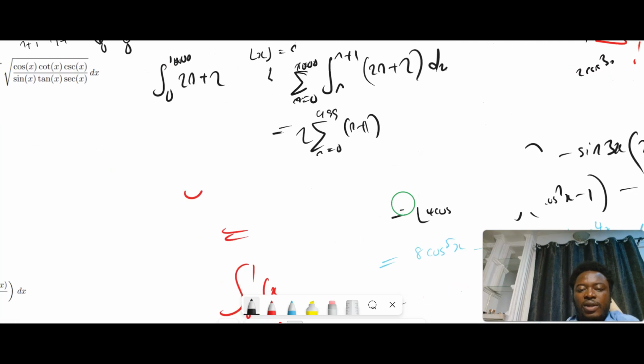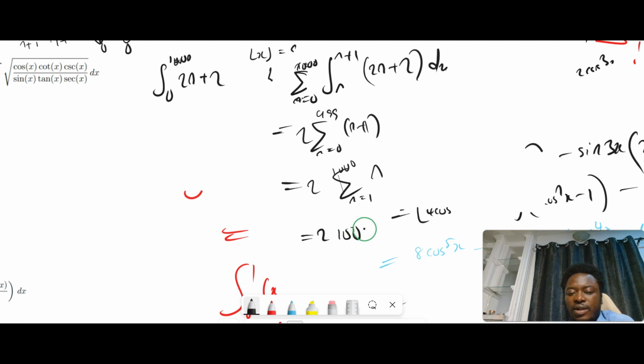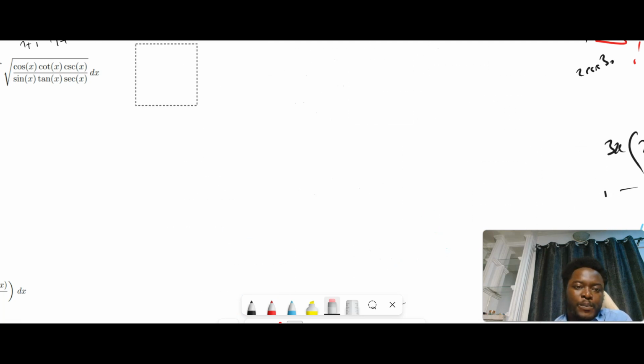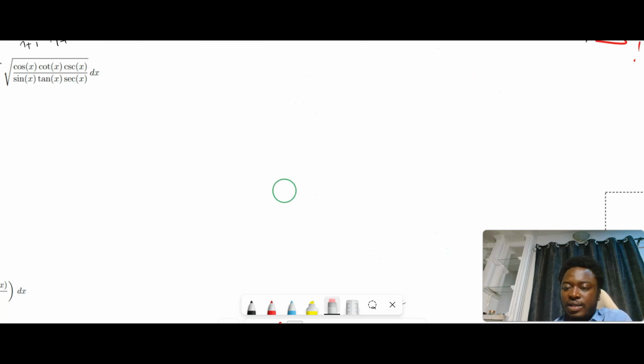Okay, so that would be equal to twice the sum as n runs from 1 to 1000 of n, so that would be twice of, I think, 1001 times 1000 divided by 2, so I think this should be 1,000,001 or something. You can use a calculator to check the answer for that part, but for now we are done with this part.